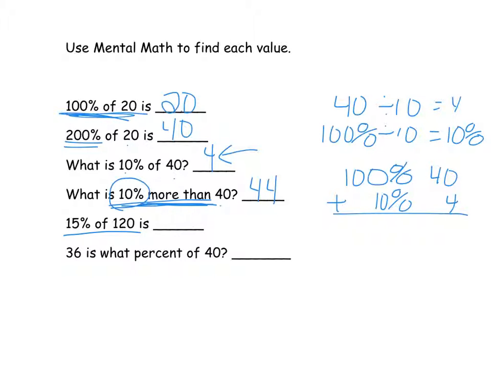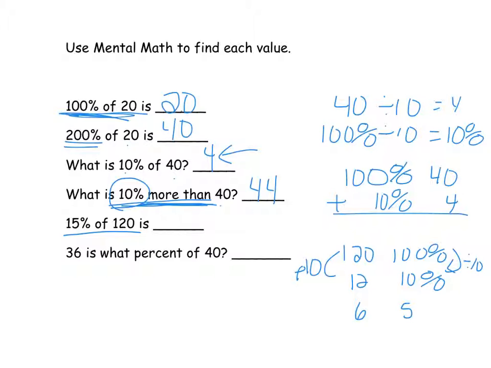All right, 15% of 120 is. So I always like to do the 10% first. When they're easy numbers, we might have to go down to 1% sooner or later. We will. So 120 is that 100%. So I have to divide by 10 to get to my 10%. So that's 12. But that only gets me 10%. That means 5% is half of that, which is 6. So 15% of 120 would be 18.